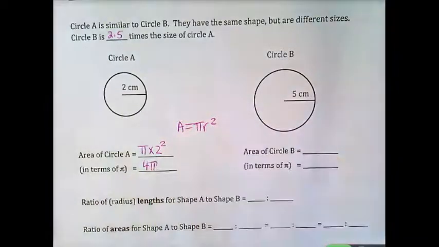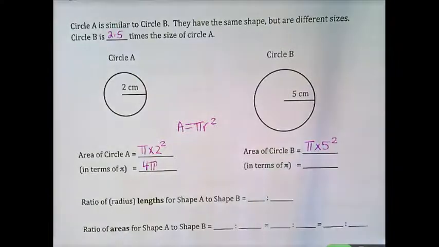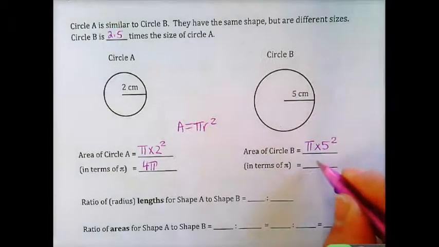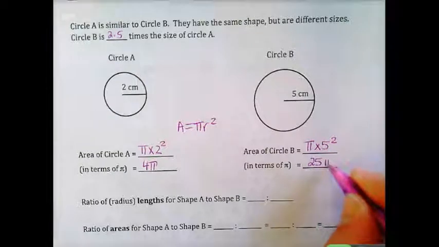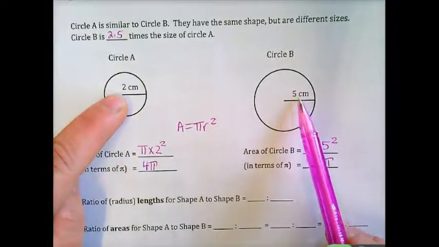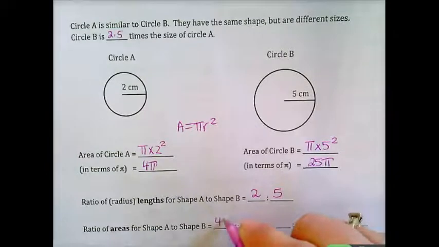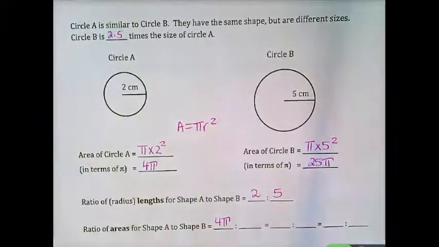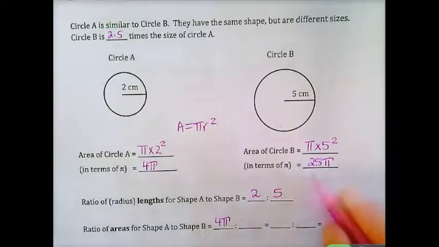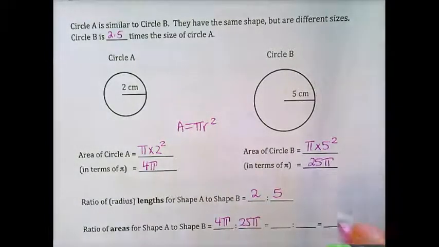Good. And the other circle, area is pi times r squared, or pi times 5 squared. All right, what's the area of this one? 25. Now, what's the ratio of any lengths? The only length you can measure for the circle is the radius. Oh, I see what's happening. What are the areas? 4 pi. So the ratio of the areas is 4 pi is to 25 pi. I can divide both by pi and I get 4 to 25.